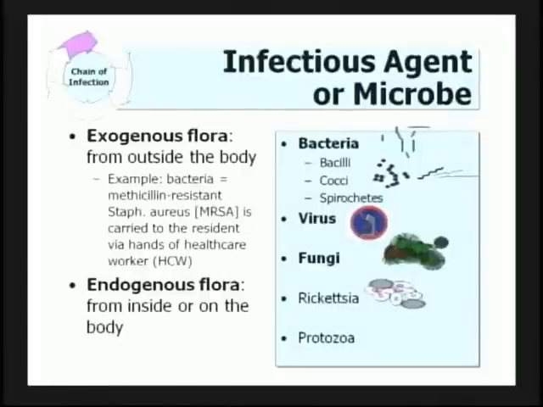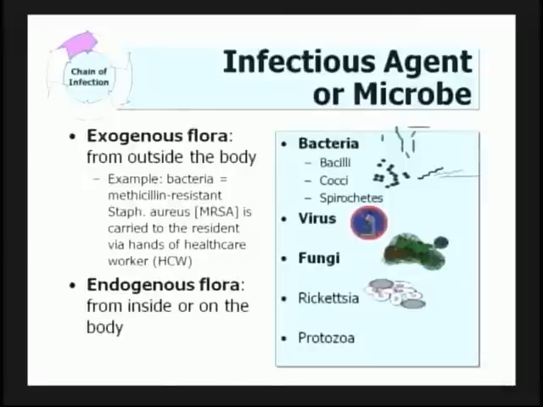When we look at the first link in this chain of transmission, we're talking about the infectious agent or microbe. As you can see here, there are a number of bacteria or germs that can be present in the environment in long-term care facilities. Those include bacteria, probably the most common that you might encounter in a resident, and those are various types of gram-positive and gram-negative organisms. There are viruses, such as influenza, which can also be transmitted. Fungi, rickettsia, and protozoa are other types of microorganisms. I'll be using the term microbe.